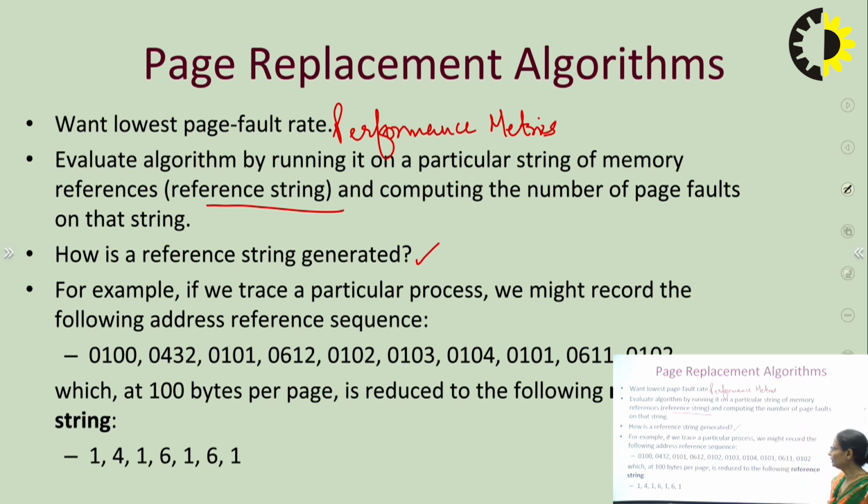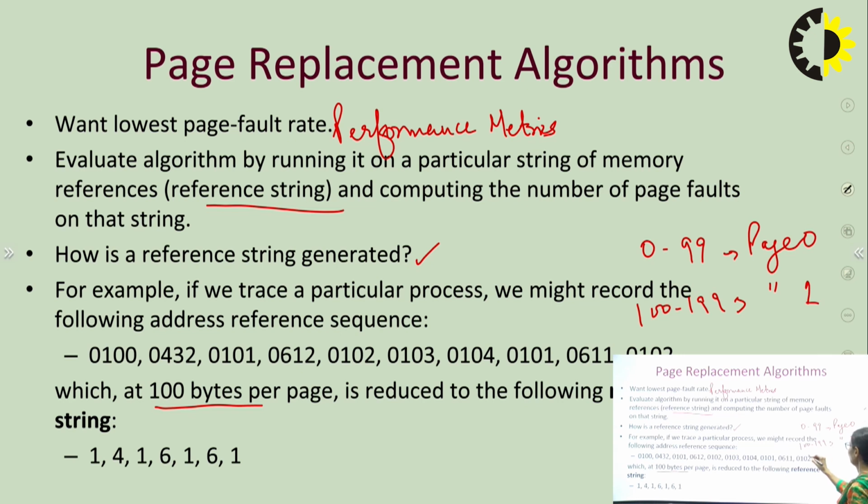For example, we have a particular process and the size of each page is 100 bytes. So what it says is that addresses 0 to 99, the logical instructions, reside on page 0. Then 100 to 199 reside on page 1, 200 to 299 are on page 2, and so on. So once we have the memory references, I can convert them into my page string.